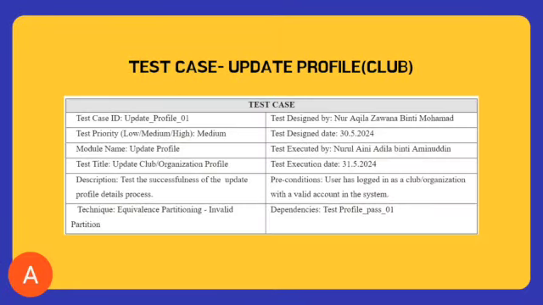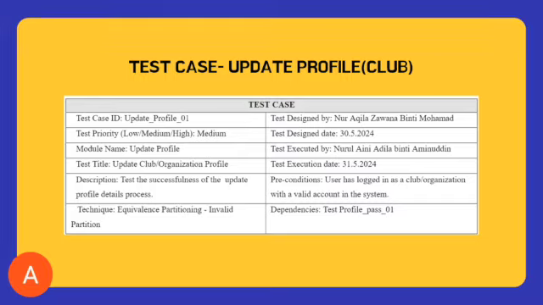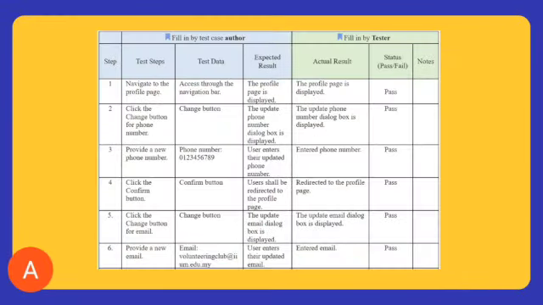The next test case is the update profile test case. The test priority is medium, and the function of the test case is to test the successfulness of the update profile detail process. The precondition is that the user has logged in as a club or an organization with a valid account in the system. Here are the steps for the test case. The first step is to navigate to the profile page, and the expected result is that the profile page is displayed.